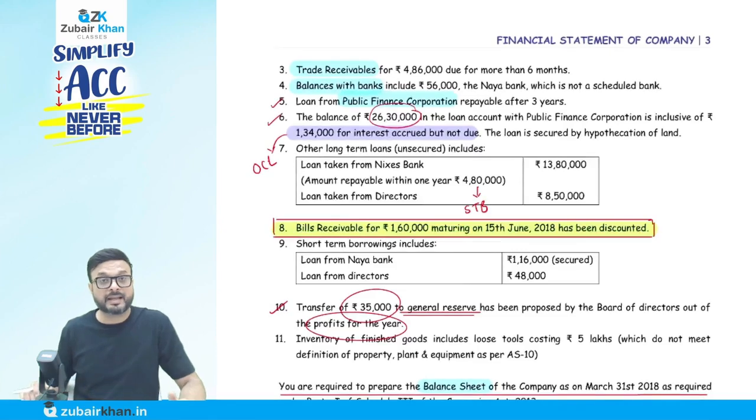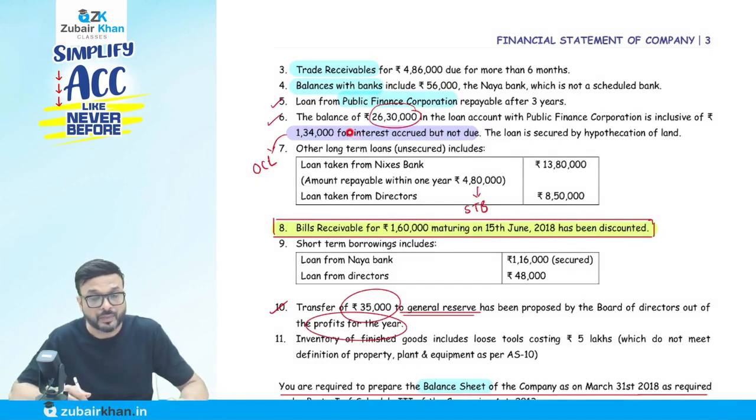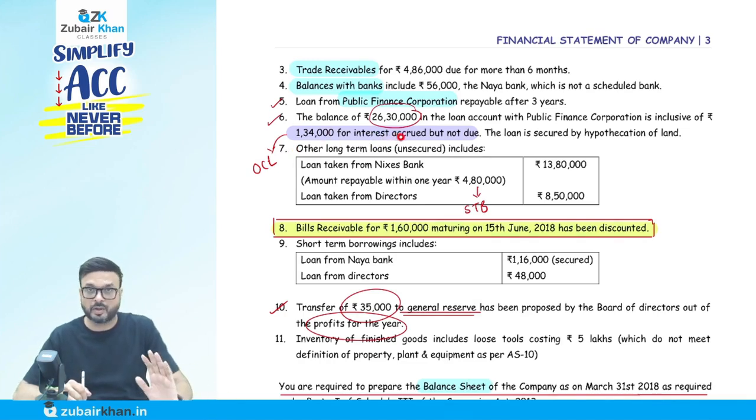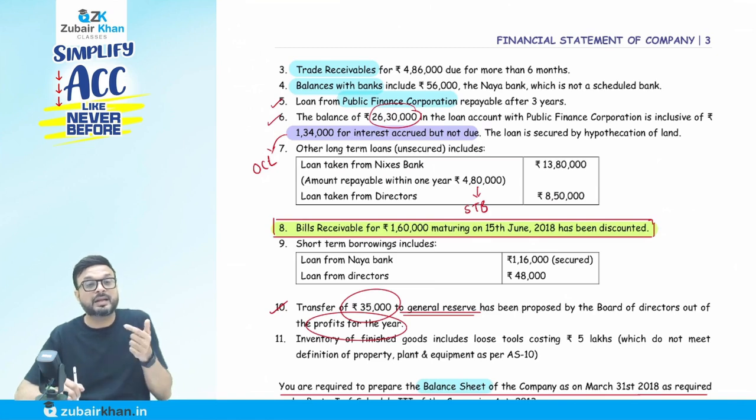The balance of rupees 26,30,000 in the loan account with Public Finance Corporation is inclusive of rupees 1,34,000 for interest accrued but not due. What does it mean? Out of this 26,30,000, the 1,34,000 is interest accrued but not due. It is nothing but other current liability. So we will deduct this 1,34,000 from 26,30,000, and show the 1,34,000 as other current liability.